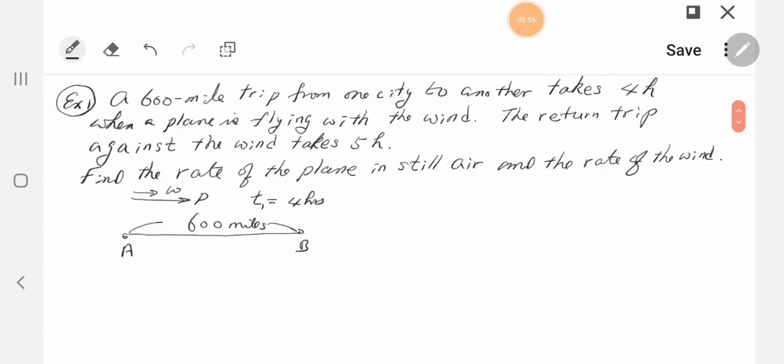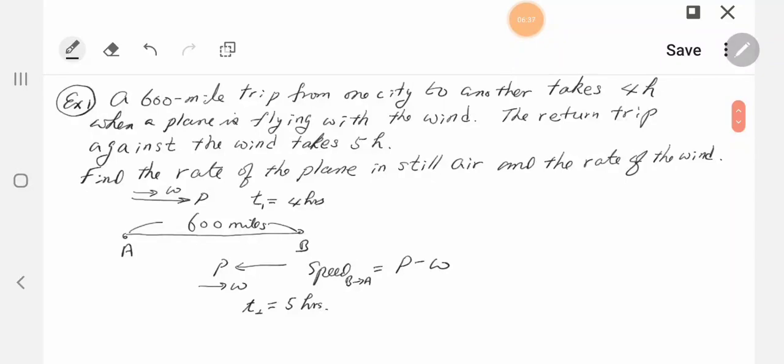Okay, so when you return, this is the plane speed, and the wind is blowing this way, right? Then the total speed will be P minus W. So for the return trip, B to A, what is the speed? Plane speed minus wind speed. Make sense? And then the time from city B to A took 5 hours.